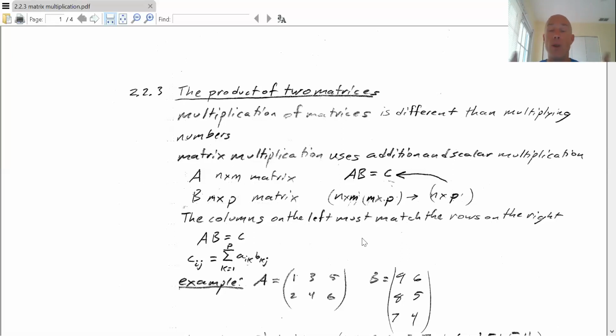Okay, so what is our actual formula? Let's say C is the matrix that comes from multiplying A times B in this order. Well, for the entry in the ith row, jth column, I'm going to take all the A's with row i and all the B's with column j, and then I match up that middle index. And then we add it all up. This sigma means addition. Hopefully you know that.